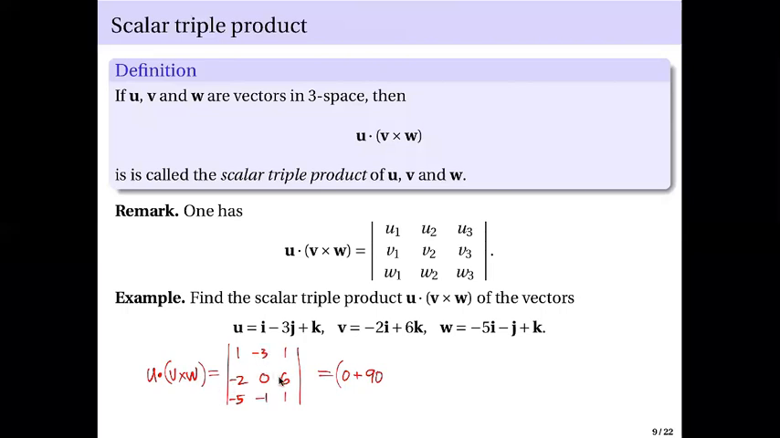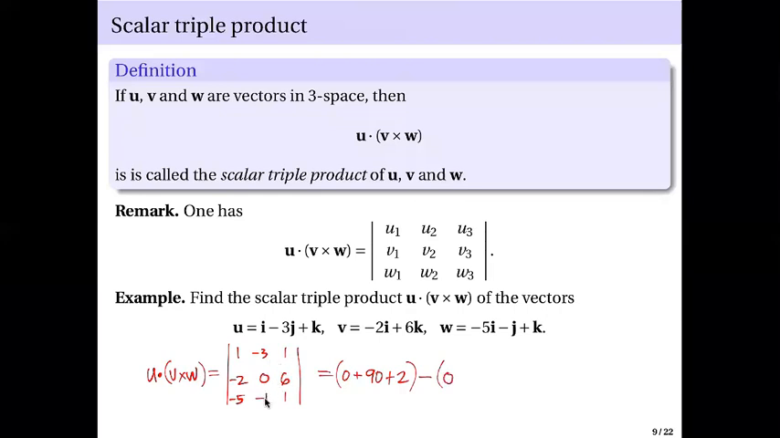That's positive 90. So negative 6 times negative 5 times 6, that's negative 30. 30 times 3 here, that's 90. Then lastly, you have 1 times negative 1 times negative 2, that's positive 2. Okay? Minus quantity. Going up, this is 0 here.